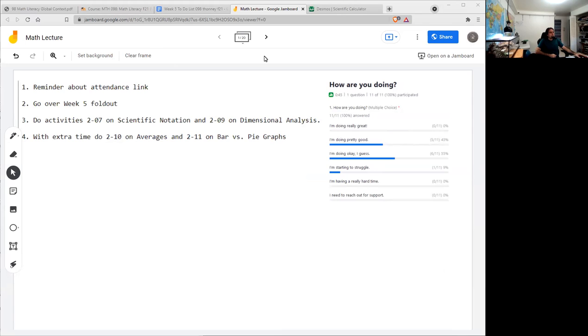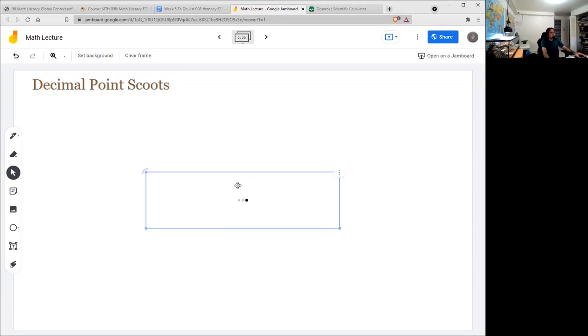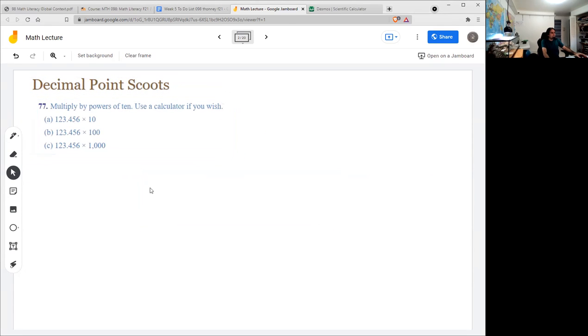We're going to start by talking about decimal point scoots. This is something that you probably have seen already, and if you have, then bear with me if this is slow-paced review. But I assume that for a bunch of people, this will be helpful to have seen before we move into scientific notation. So there's a pattern we're looking for.